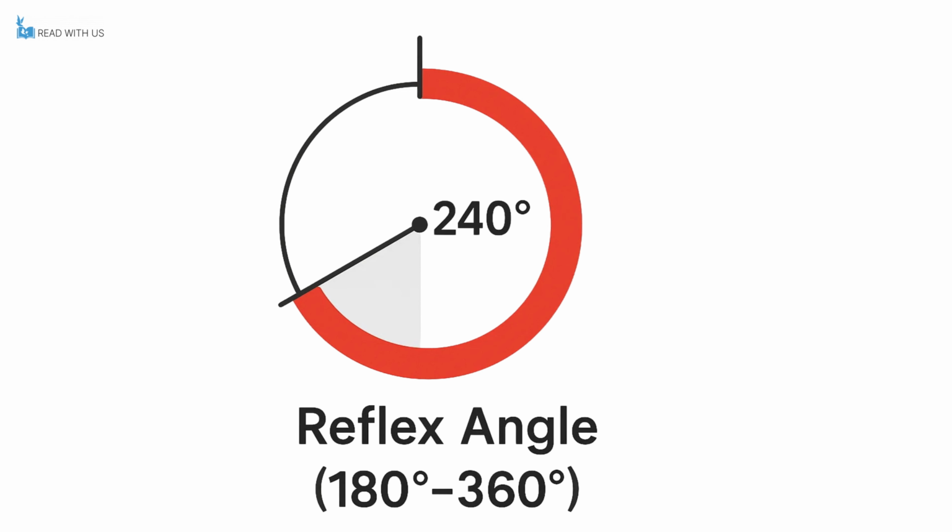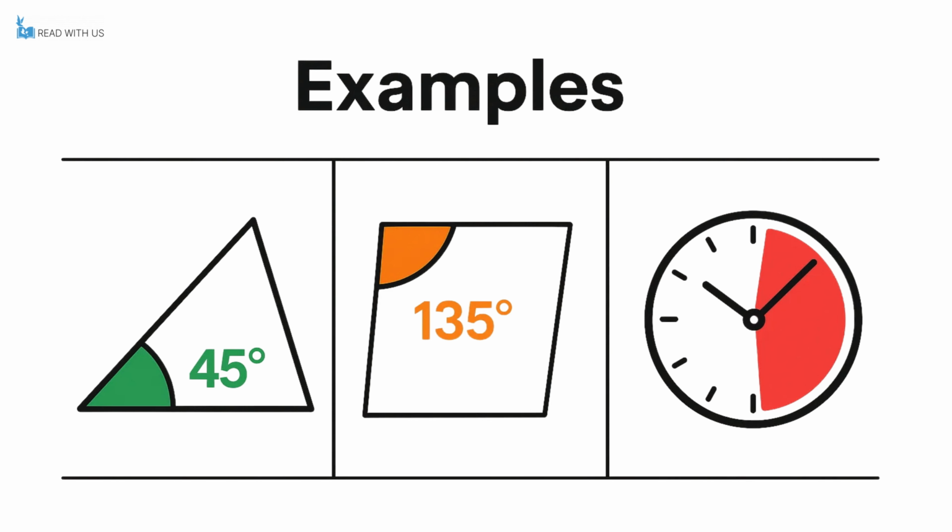Let's check some examples. A triangle often has acute angles like 45 degrees. A quadrilateral may have an obtuse angle like 100 degrees. A reflex angle can be seen when a clock shows 10:10, the larger angle between the hands is reflex.